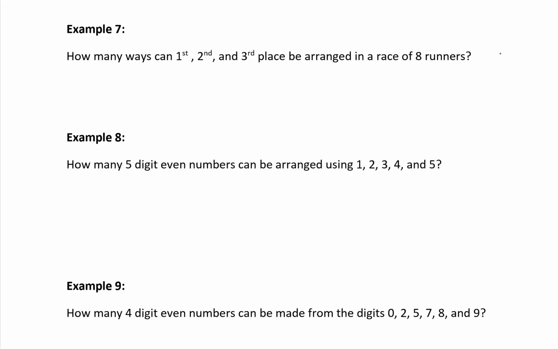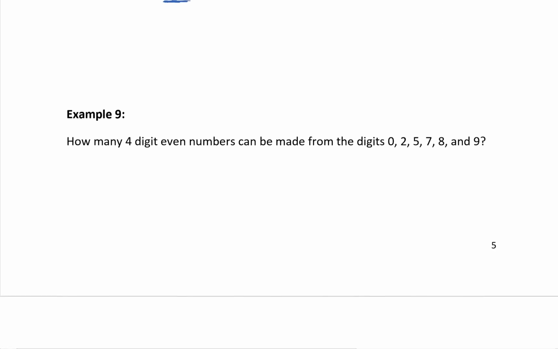For example 8, here's another digit question. How many 5-digit even numbers, again this is even numbers, can be arranged using 1, 2, 3, 4, and 5? Example 9. How many 4-digit even numbers can be made from the digits 0, 2, 5, 7, 8, and 9? And the tricky part in this question is that it's even, but also this 0. How do we handle the 0?